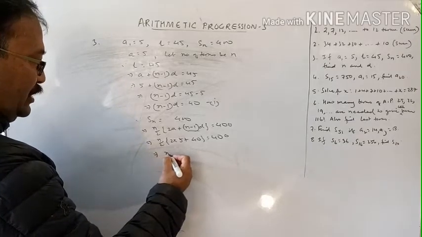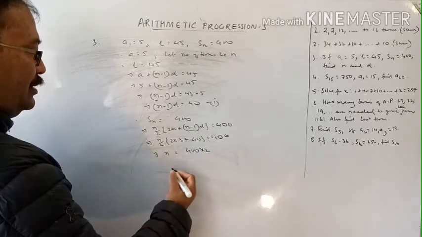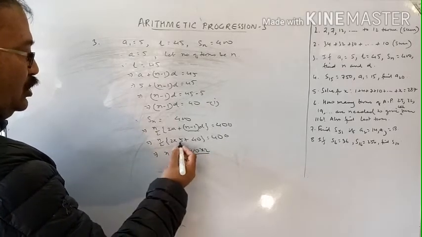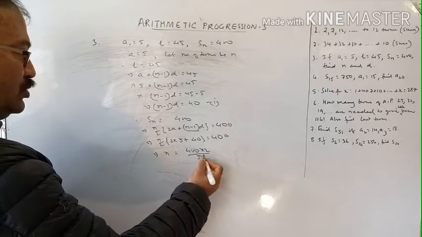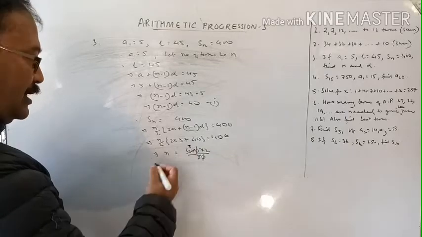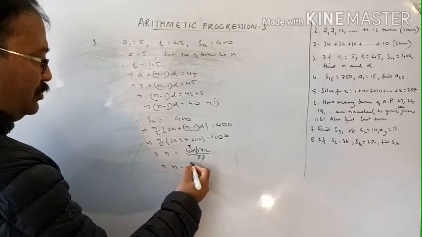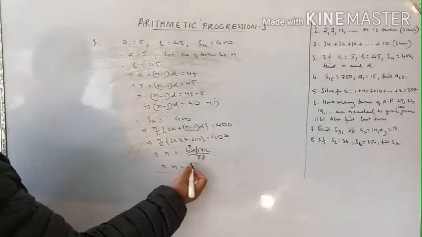So n is equal to 400, this 2 will cross multiply into 2, and this will divide here. So 2 5s are 10, 10 plus 40, so that is 50. So 0 0 cancel, 5 will go how many times? 8 times. 8 2s are 16. So n equal to 16. So one answer is found, the value of n. Okay, this is one answer.